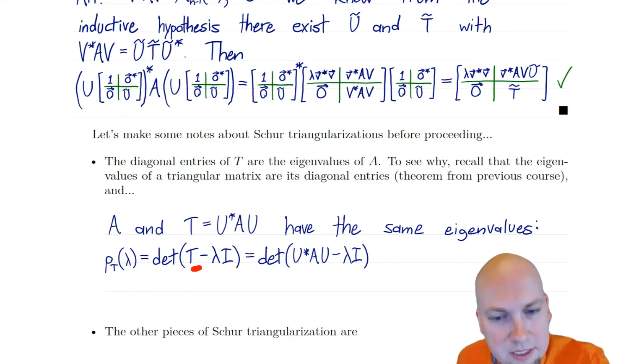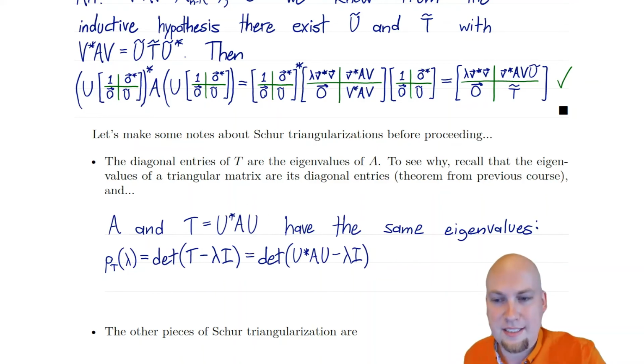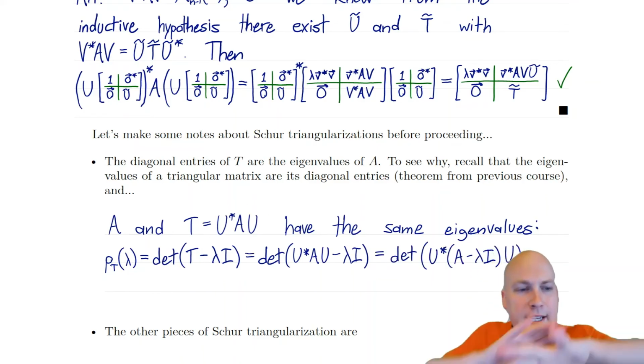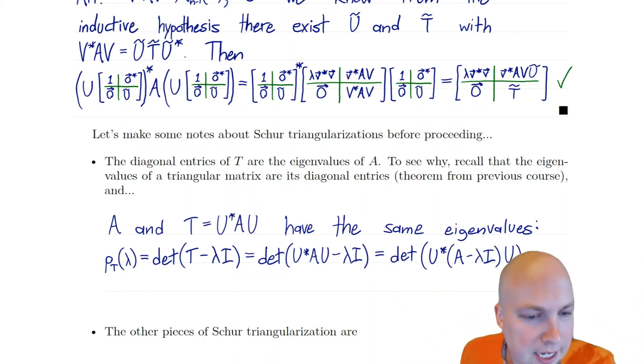So what I'm going to do is swap in this matrix for T here. I can just swap in U star AU, that's the same thing. But now I can pull those U and U star out to the sides here. I can pull a U star out to the left and a U out to the right, because when they multiply together with this I in the middle, we also get just an I again.